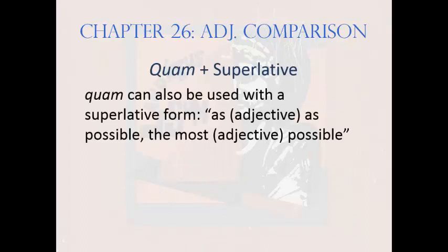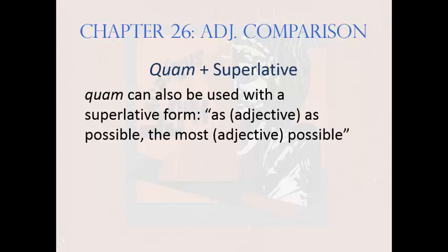Quam can also be used with superlatives, but when it is, it means something totally different. As, whatever the adjective is, as possible, or the most, whatever the adjective is, possible. Yes, another use of quam that makes what, 300? Well, it's really not totally new. This quam is an extension of the adverbial quam how. Literally, how most, whatever the adjective is. That is, in the way that produces the most, whatever the adjective is.